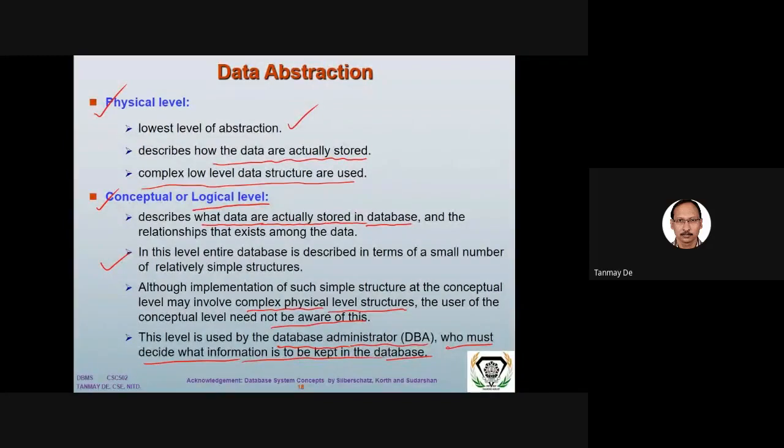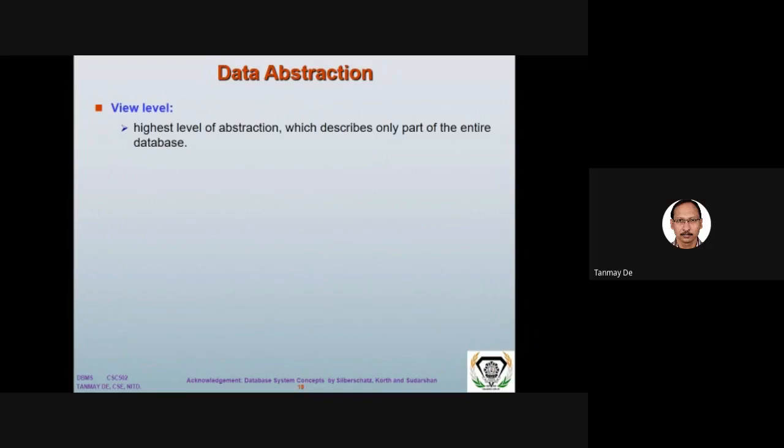So, a particular user can see the whole database, or a particular set or subset of users can see only part of the database. Now the question is which part can be seen by this set or subset of users. That can be decided by the database administrator. Later we can discuss more about the database administrator.